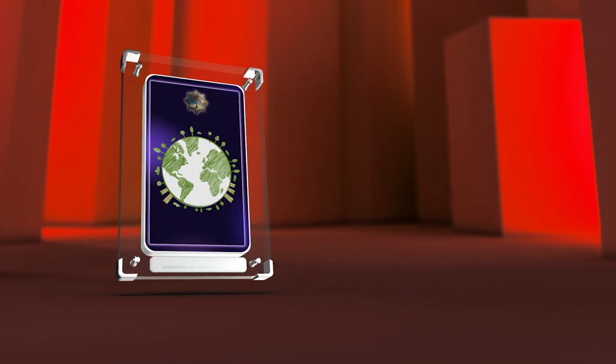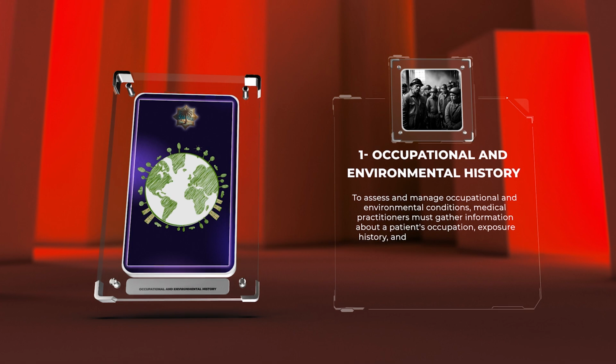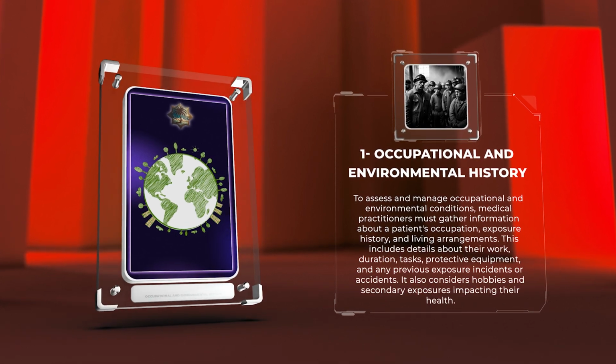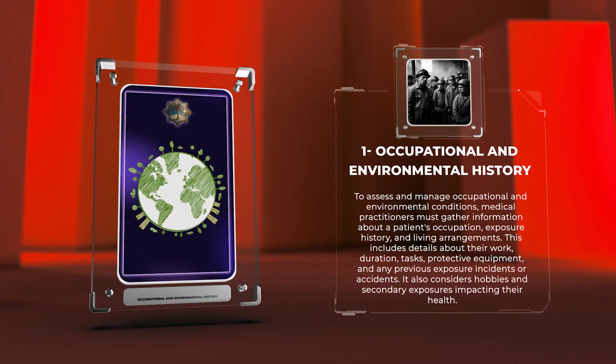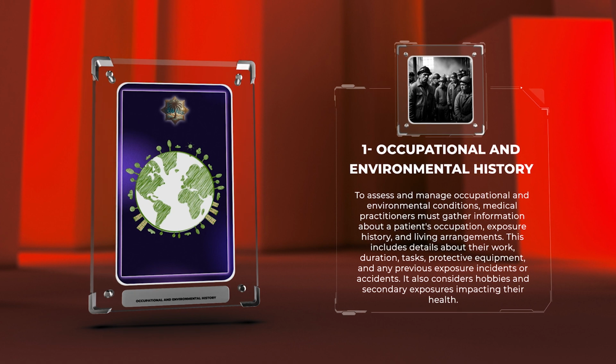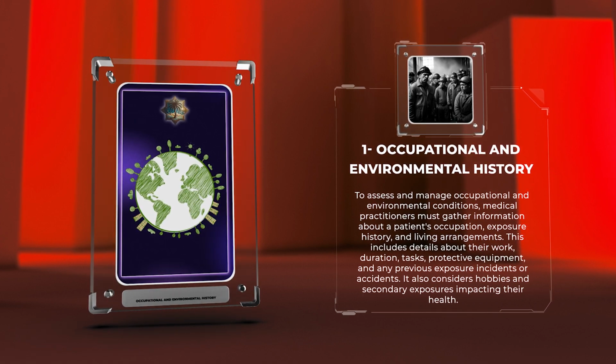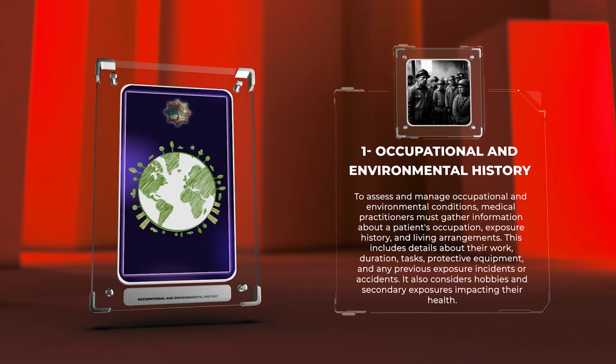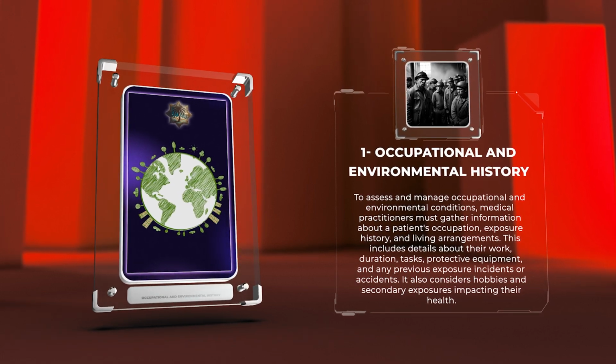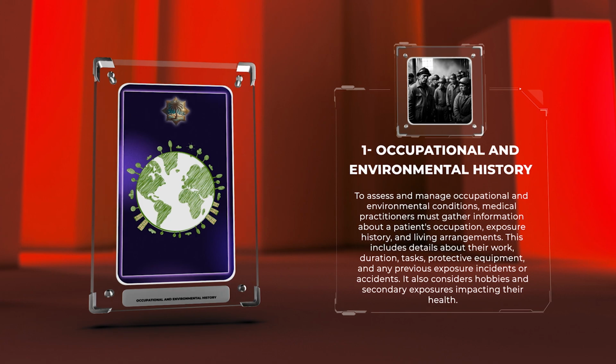Let's begin. To assess and manage occupational and environmental conditions, medical practitioners must gather information about a patient's occupation, exposure history, and living arrangements. This includes details about their work, duration, tasks, protective equipment, and any previous exposure incidents or accidents. It also considers hobbies and secondary exposures impacting their health.